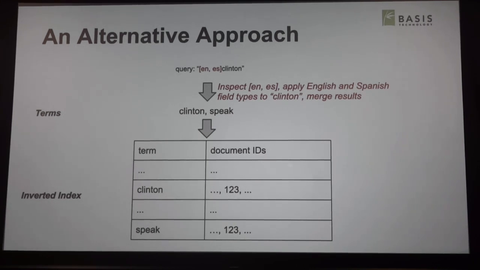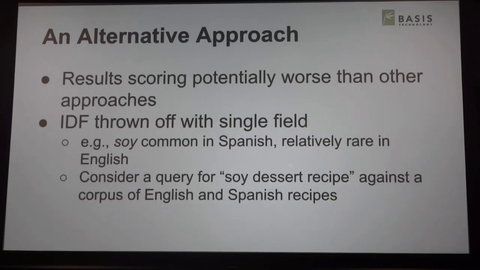Now, what happens at this first arrow here is the NLP pipeline, really. The first thing that happens is that you inspect that. You say, okay, this is English and Spanish. So what I'm going to do is apply the English NLP pipeline to this text. At the same time, I'm going to apply the Spanish NLP pipeline to just the query string Clinton, and I'm going to merge results, deduplicate tokens, et cetera. So simplicity, really awesome in this approach.